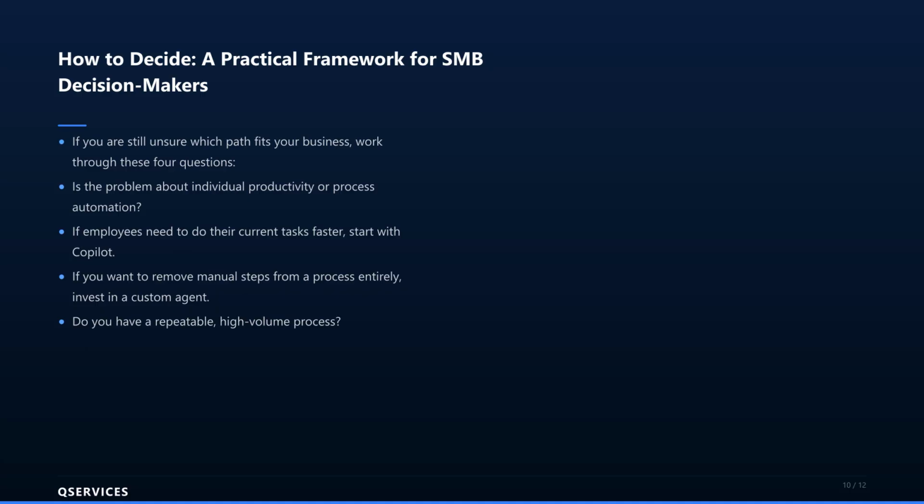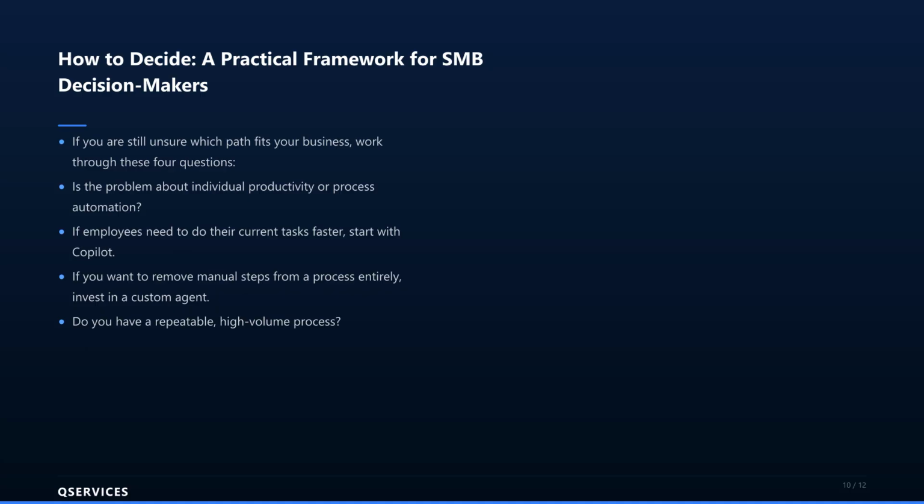2. Do you have a repeatable, high-volume process? If a workflow runs dozens or hundreds of times per day, the ROI case for a custom agent is strong. Infrequent, low-volume tasks rarely justify the build cost. 3. Does the workflow cross multiple systems? If it touches your CRM, your accounting software, your email platform, and a third-party API, Copilot cannot orchestrate that end-to-end. A custom agent built on Power Automate or Azure wins here.